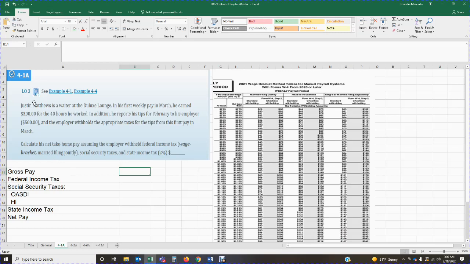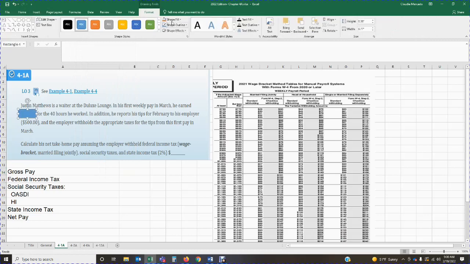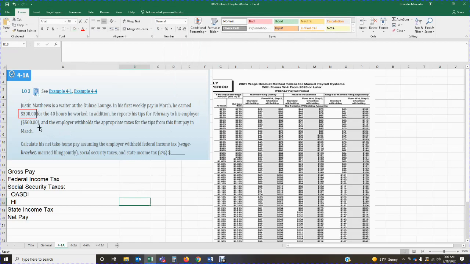So Justin earned $300. Now you might ask yourself, what about the tips? Well, yes, he did make $500 in tips, but he made those tips in February. The tips were in February, so those are not wages for this pay period. The money was already collected.